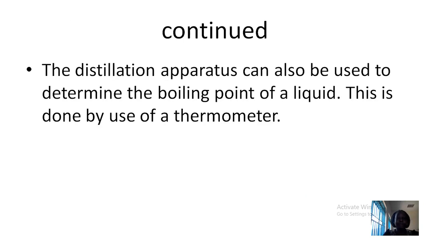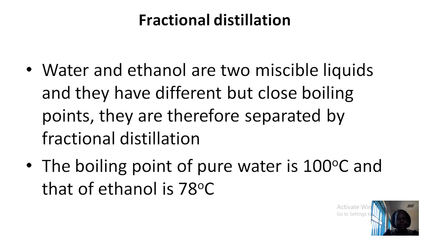The distillation apparatus can also be used to determine the boiling point of a liquid, as I have already said, and this is done by the thermometer. We can also have what we call fractional distillation. For example, if I want to separate a mixture of water and ethanol, those are two miscible liquids that have close but different boiling points. They are therefore separated by fractional distillation.